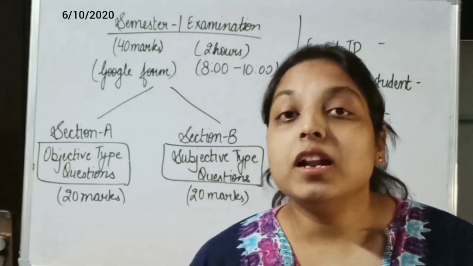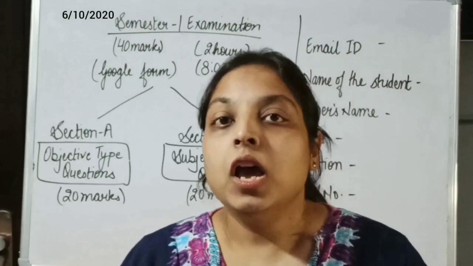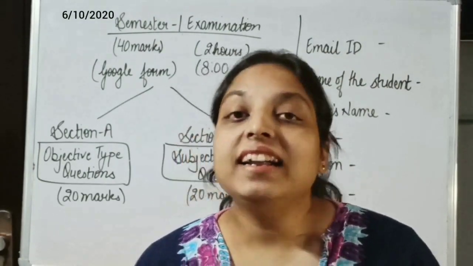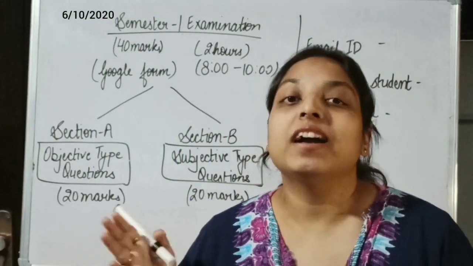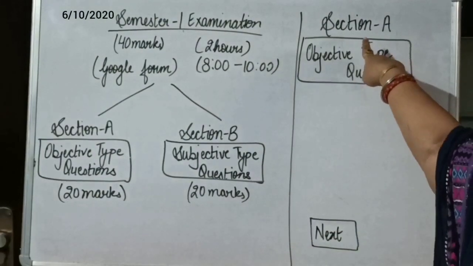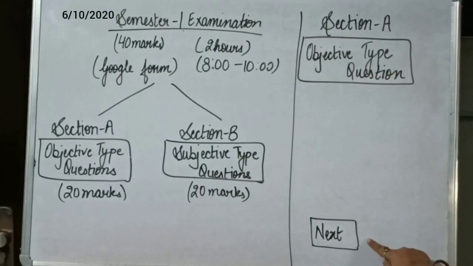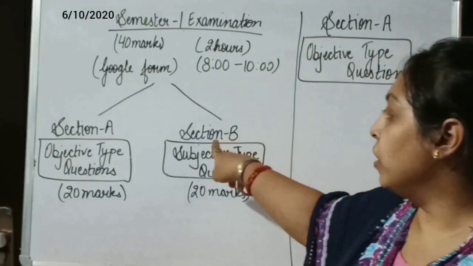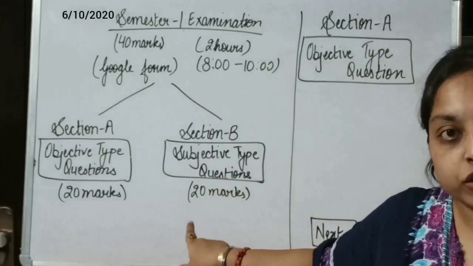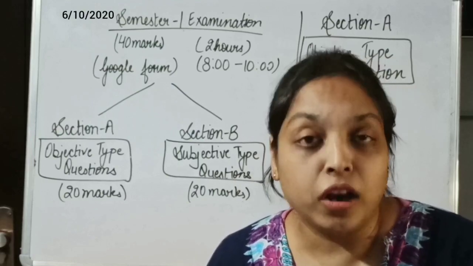For answering these objective type questions, you have to press on the radio button that is in front of the correct option. After attempting all the questions of section A, you can see that there is a button, next, that can help you move on to section B, subjective type questions. But this time you will not press next directly.